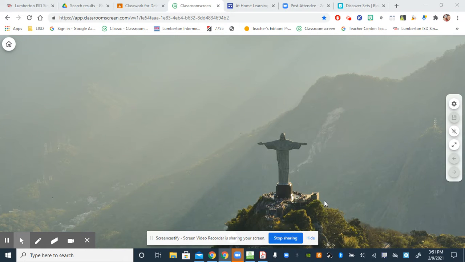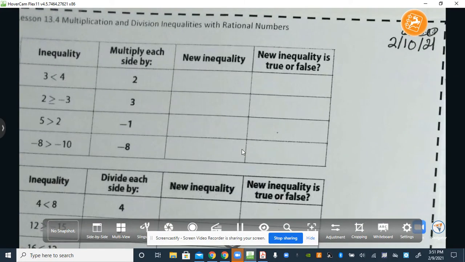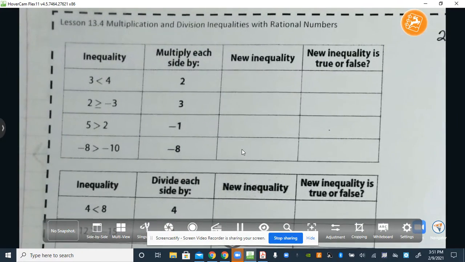So today we're going to be going over multiplying and dividing inequalities with negatives or with rational numbers, mostly dealing with negatives. Okay, so you'll need your 13.4 notes, and they'll look like this. All right, and let's get going.